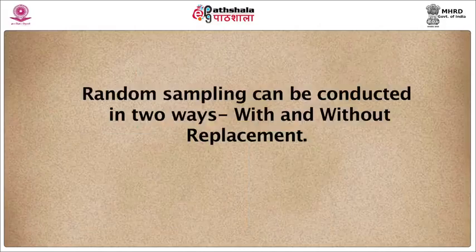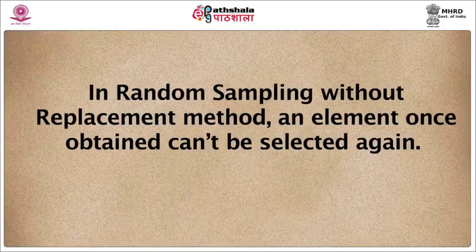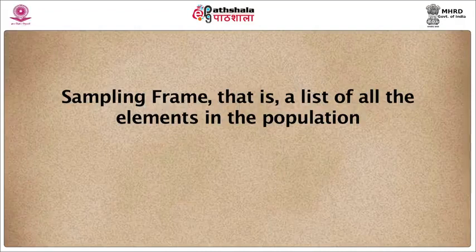Random sampling can be conducted in two ways, with and without replacement. In case a certain element is selected and has the chance to be selected again after the required variables are measured, it is called sampling with replacement. Whereas in random sampling without replacement, an element once obtained can't be selected again. Random sampling requires a sampling frame, that is, a list of all the elements in the population.